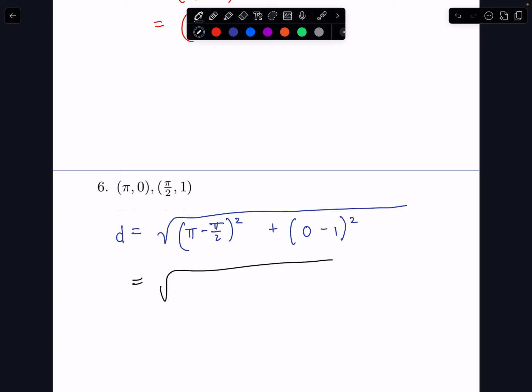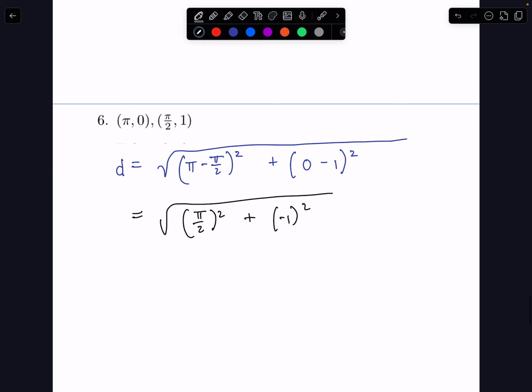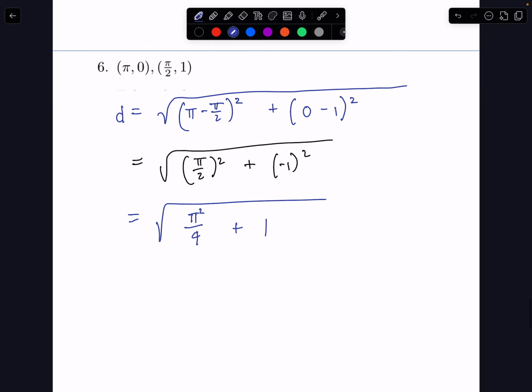What's pi minus pi over 2? Pi over 2. And then square it. What's 0 minus 1? Negative 1. And then square it. Adding the two together. Okay, what's pi over 2 squared? That's pi squared over 4. What's negative 1 squared? 1. So it's pretty much the square root of pi squared over 4 plus 1.